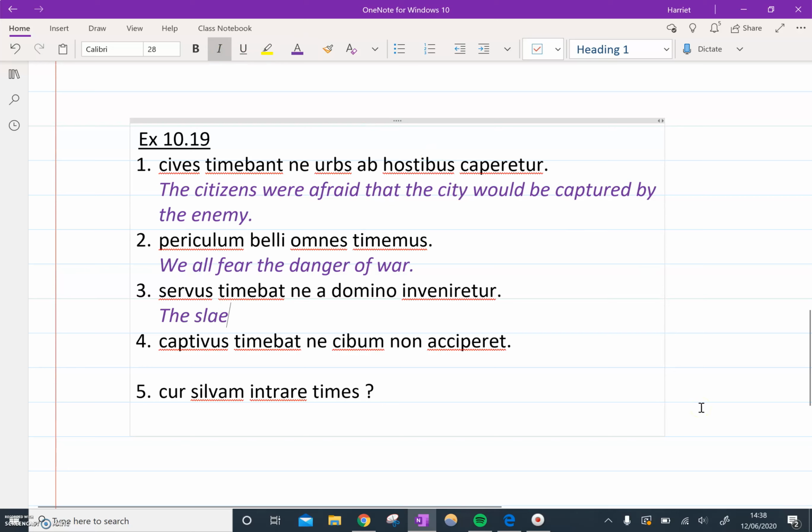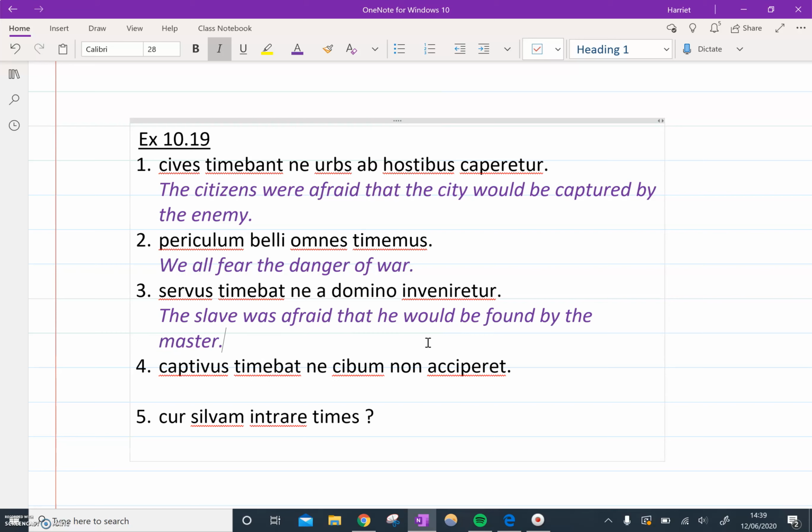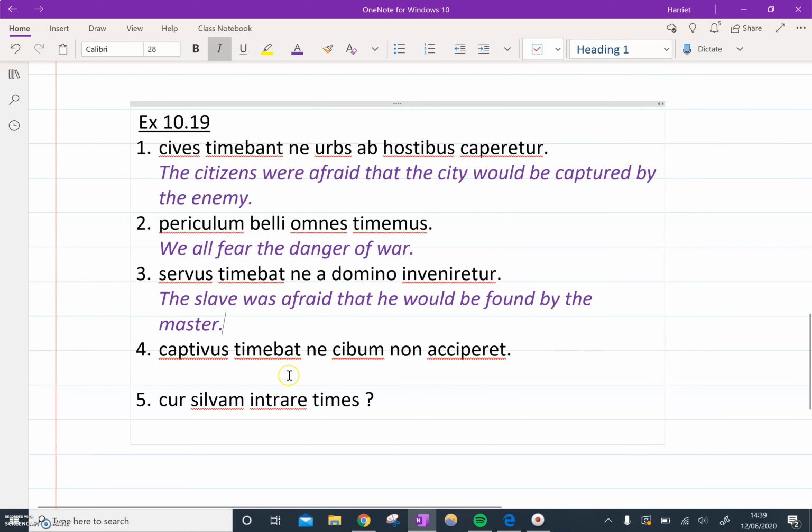Okay, the slave was afraid that invenietur, is another passive verb, ends in -tur, so that he would be found by the master. If you said his master, that's fine as well. Okay. Number 4, pause the video, hit play when you are ready.